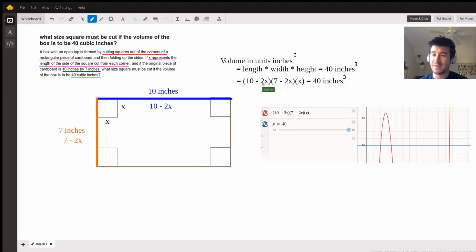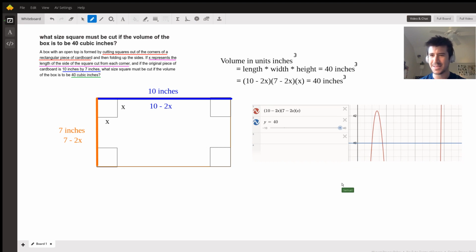You could do something like foiling these, which would take a long time, or you could put them in a graphing utility like I did to save a little bit of time. I think the key to this problem was actually the visualization piece and then plugging it into our formula, not the foiling piece. So what I did was I set the red graph to the expression on the left, and then the blue graph to y equals 40, which gives me the horizontal line.